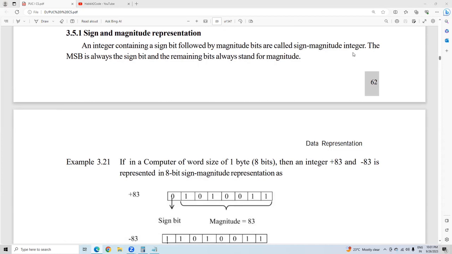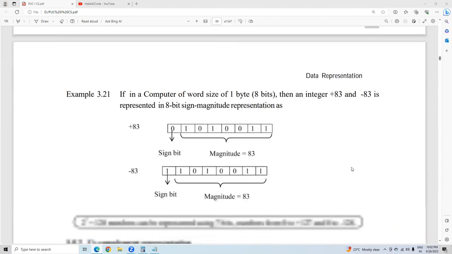Sign and magnitude representation. An integer containing a sign bit followed by magnitude bits is called a sign magnitude integer. In this representation, first 1 bit is reserved for representing the sign, whether it is positive or negative. The remaining bits are used for representing the value of that number, the binary digits of the given value. That is called the magnitude.